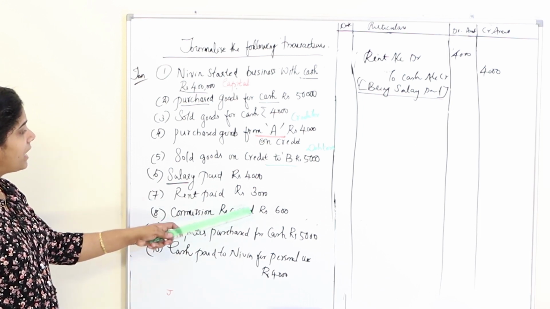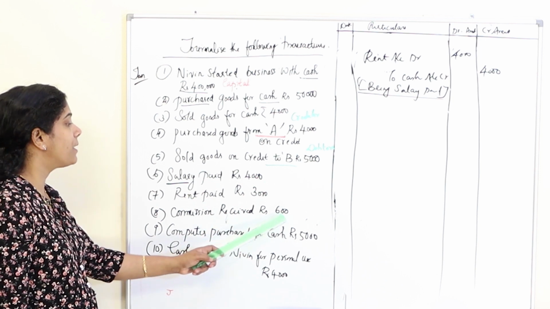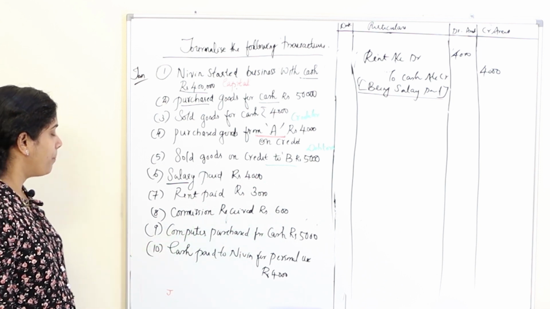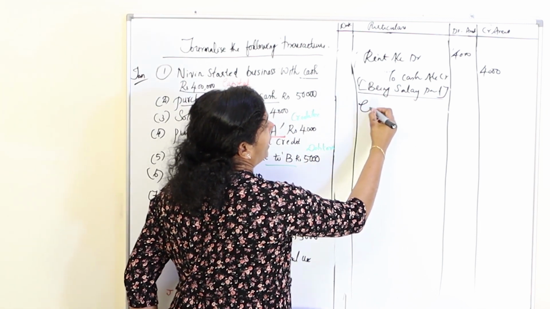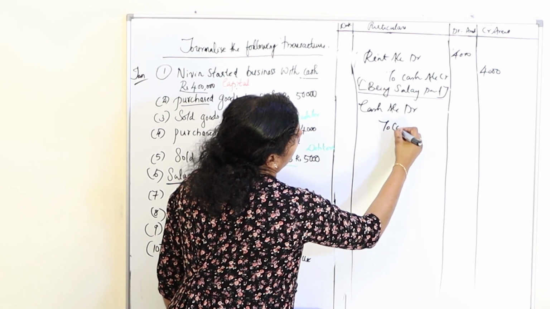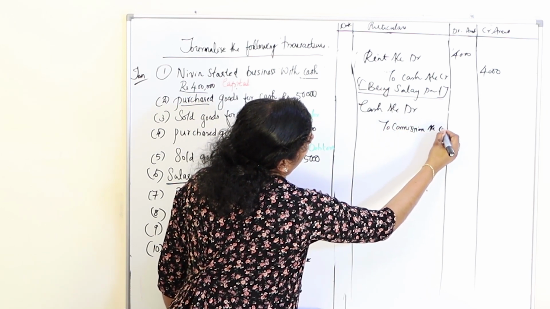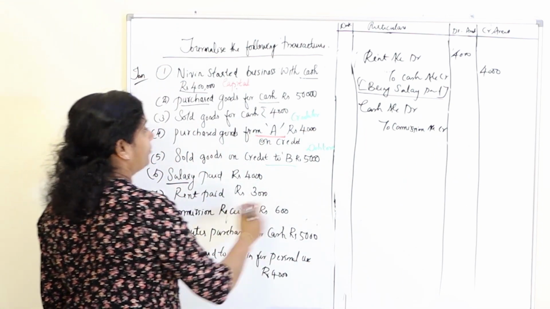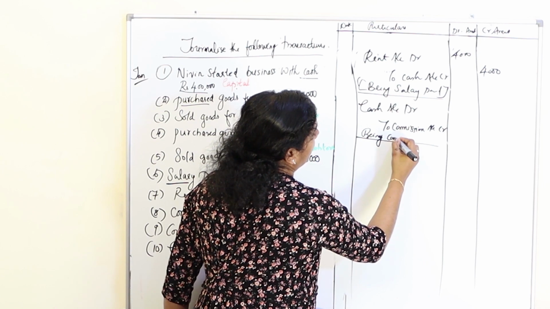Next, commission received rupees 600. So rupees 600 received as commission. Cash is coming inside the business, so cash must be debited. So cash account debit to commission account credit. Being commission received.